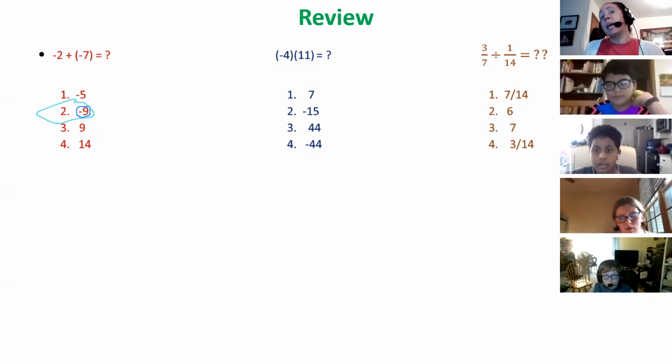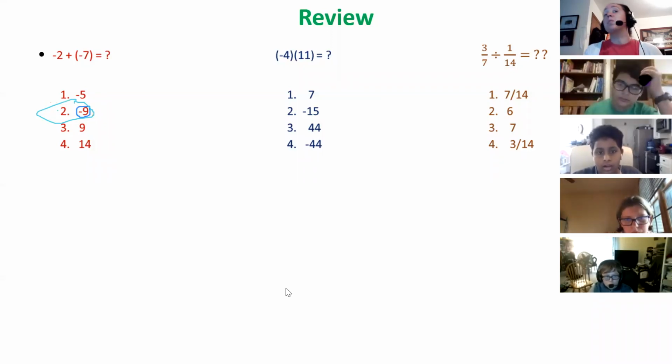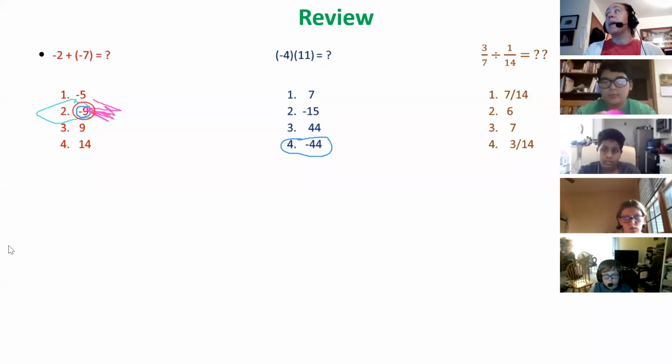So that's like saying I owe $2 and then I owe $7 more. Yeah, it looks like the general consensus is you're going to owe $9. Good. If you like the whole absolute value thing, take the absolute value of both of them and then add them because the signs are the same. Very good.